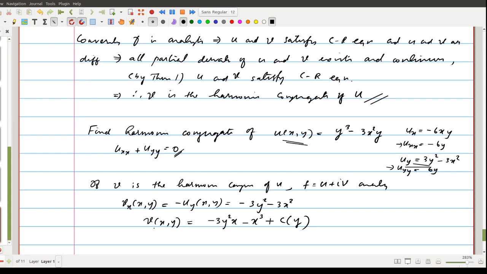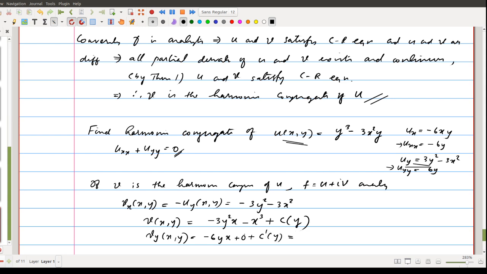So in order to get v of x, y, you can consider v y of x, y, the derivative of this function with respect to y. The derivative of minus 3y square x with respect to y: the derivative of y square is 2y, so that will be minus 6 times yx. The derivative of x cube with respect to y is equal to 0, so that will be 0 here, and this is the derivative of c of y with respect to y, so that will give the total derivative c dash of y.